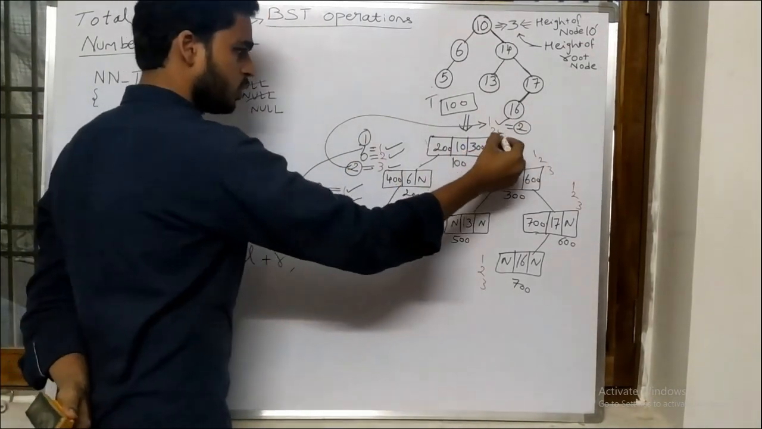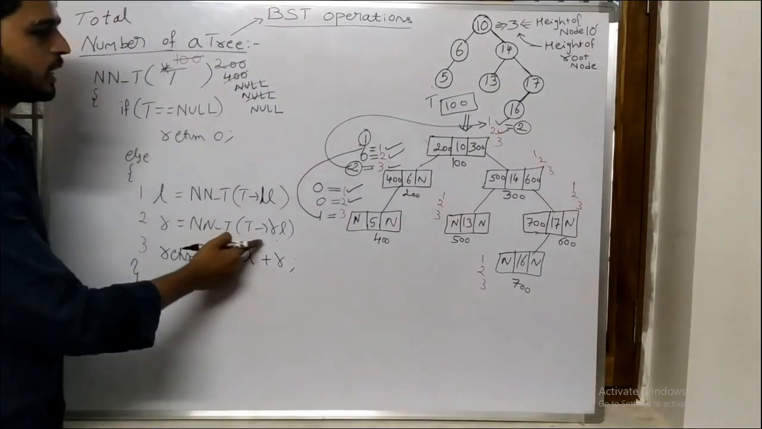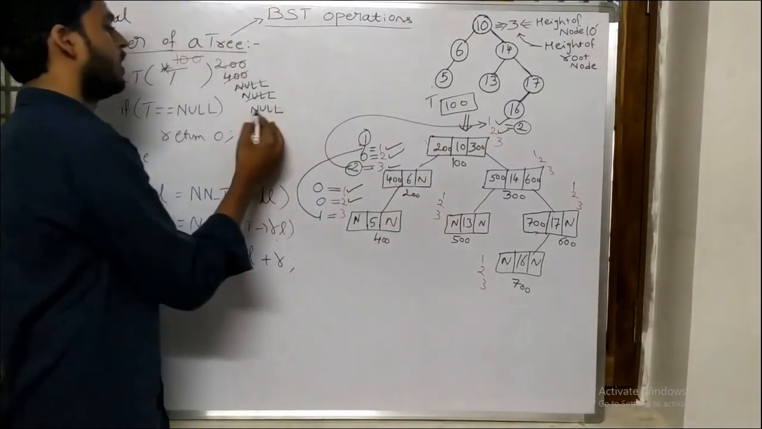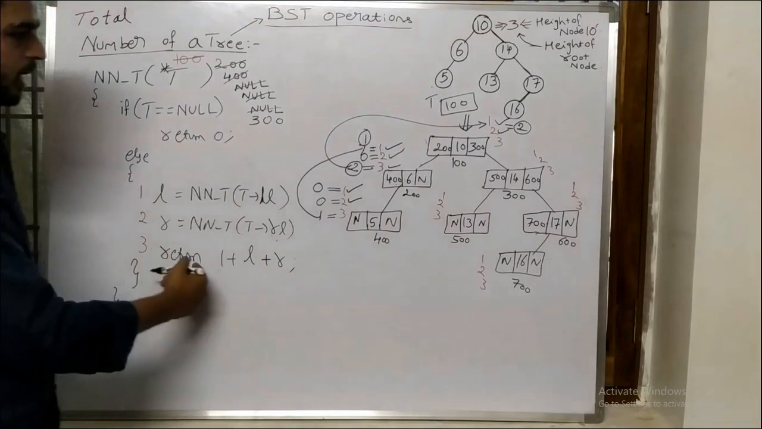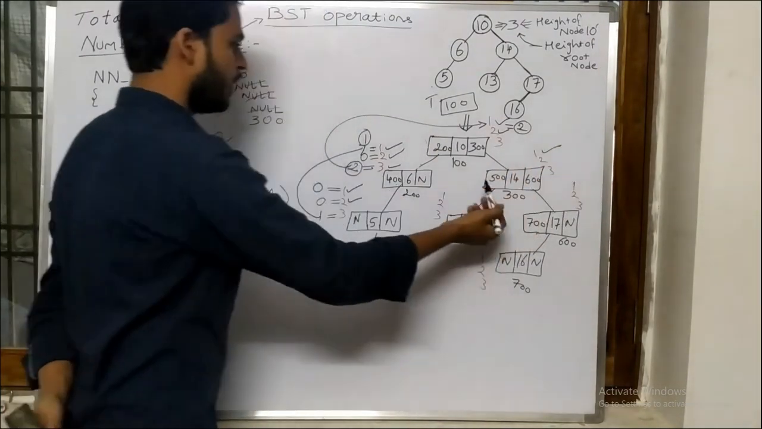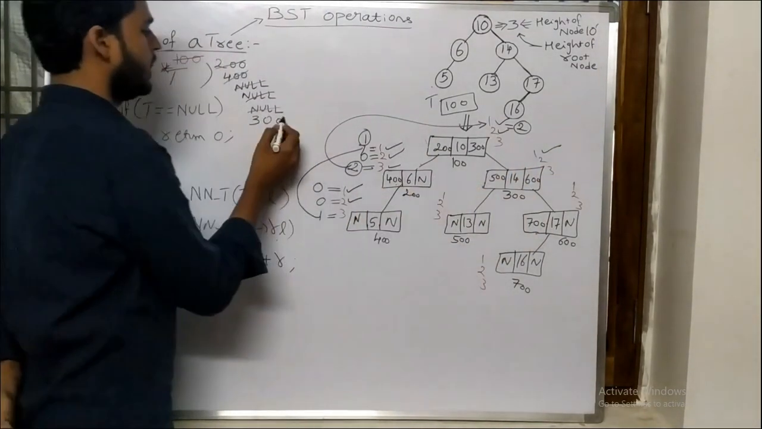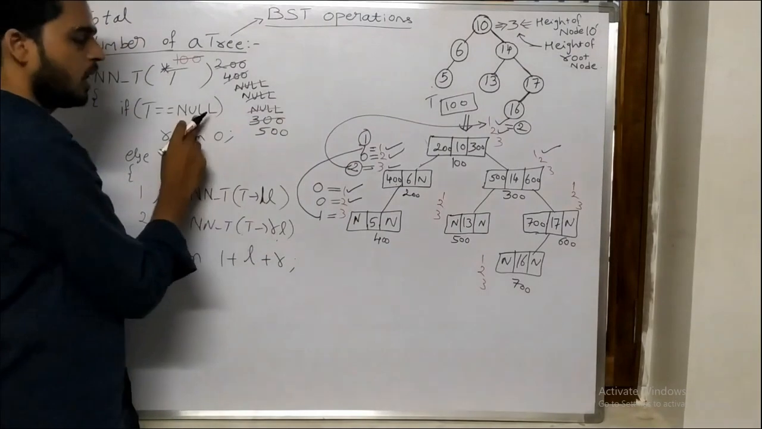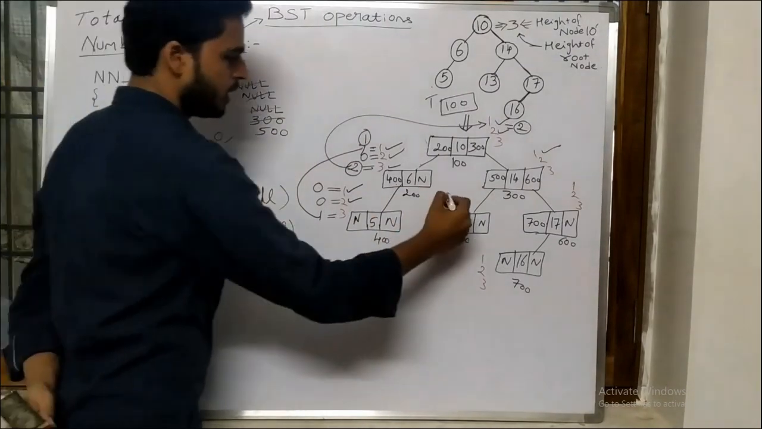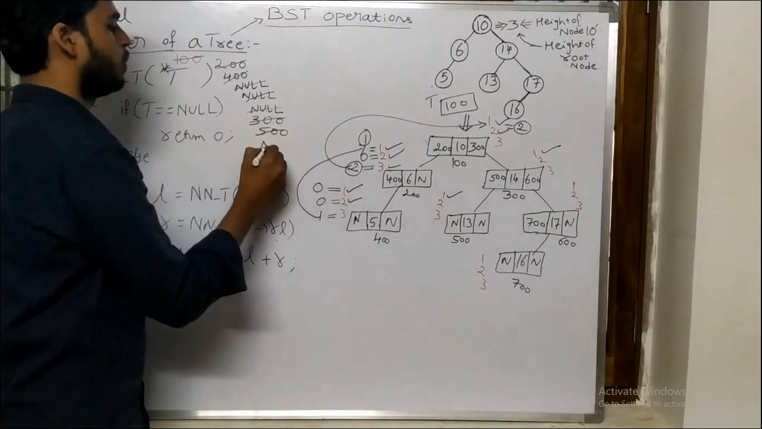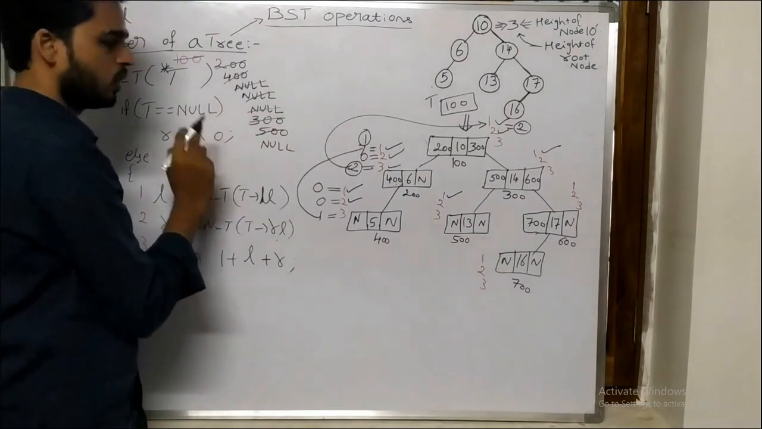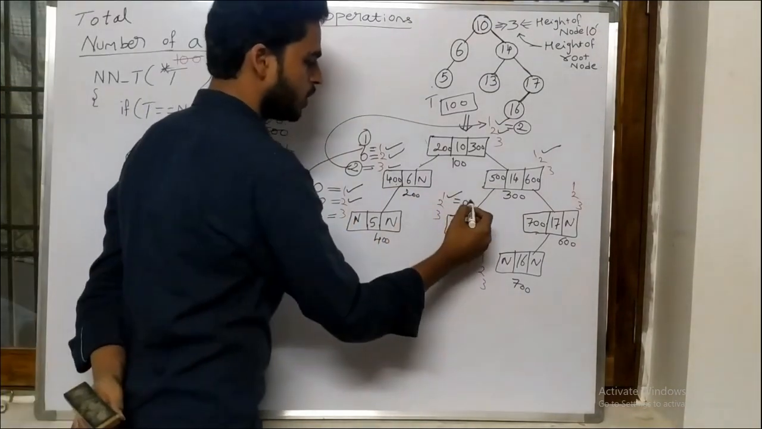Then after execution of this statement, it is going to execute the second statement, that is t tends to right. What is t tends to right? 300. Now it is going to pass the address 300. 300 is not null, so it is going to execute once again the first statement. It is going to pass the left side address, that is 500. 500 is not null, so it is going to execute the first statement once again. The first is null. It is going to pass null, and when it passes null, it is going to return 0. So here it is going to get 0.